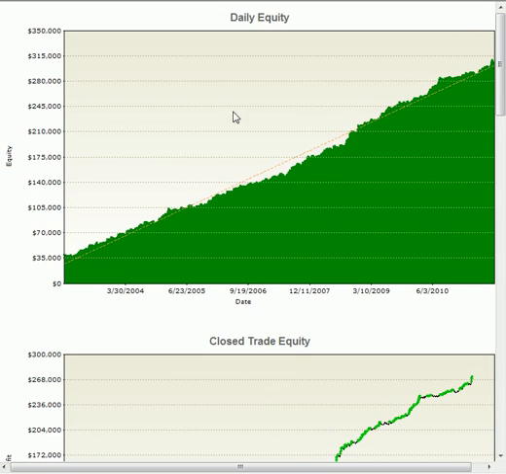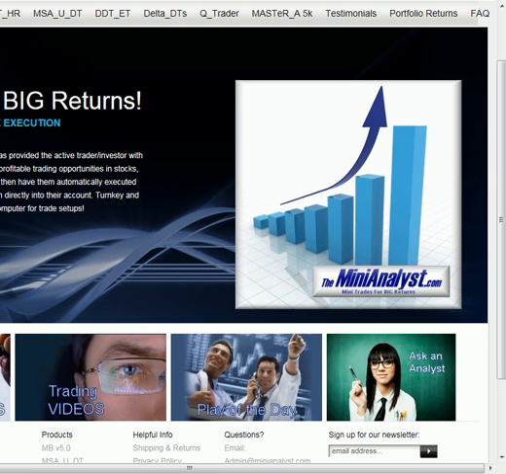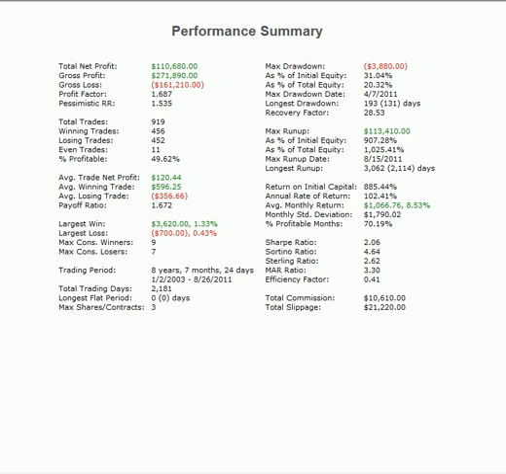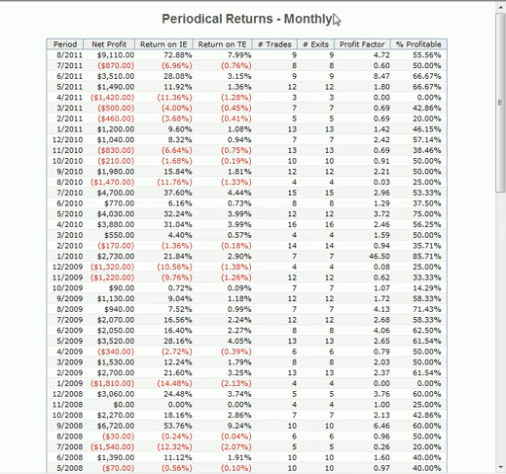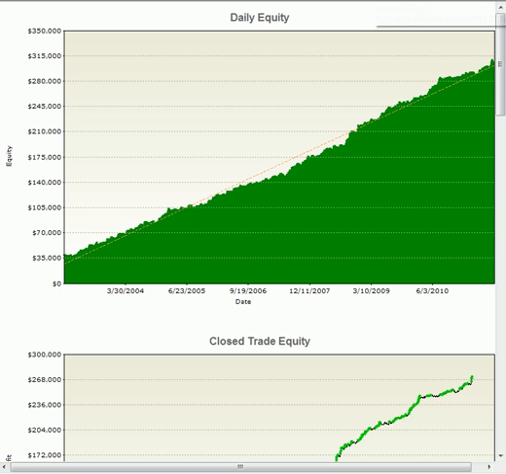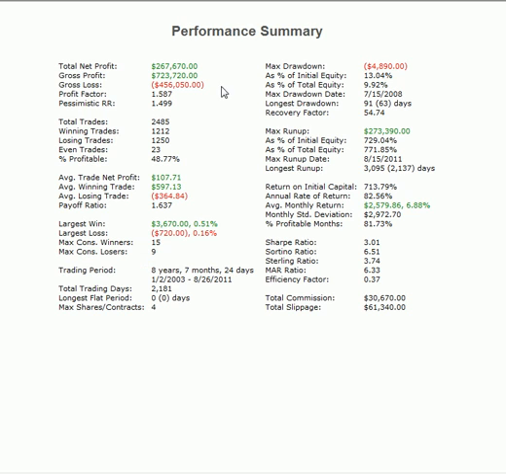Well, there you see. Actually, this model right here, look at what it made. $9,000. This is a $10,000 model. I believe this is a $20,000 model. We'll have to really figure that out. It's only a $5,000 drawdown. This is a $15,000 model. And here's a $50,000 model.